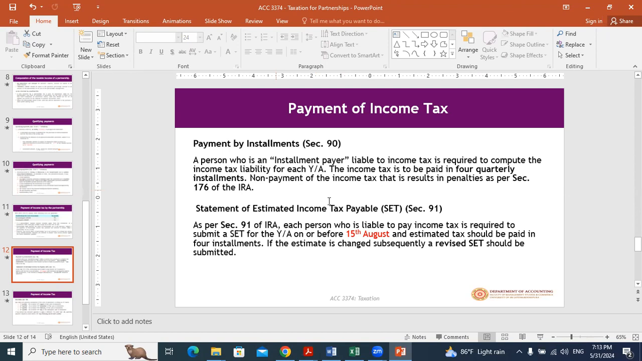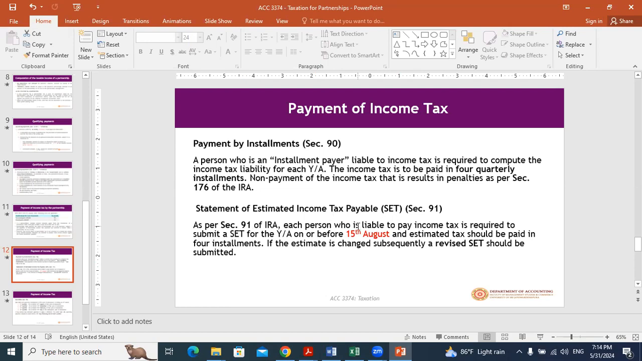This one also was discussed. The statement of estimated income tax payable for the very first quarter, that is, not January, February and March, but the very first quarter of the first year of assessment, let's say 2024-25, April, May, June, thereafter July and August. By August 15, the statement of estimated income tax payable should be filed.